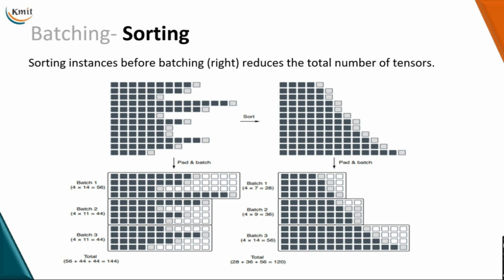Now notice that the total number of tokens is reduced from 144 to 120. The total number of tokens here is 144 and here it is 120 with sorting, because the number of tokens in the original sentences does not change. So this is purely because sorting reduced the number of padding tokens. Smaller batches require less memory to store and less computation to process, and sorting instances before batching improves the efficiency of training.